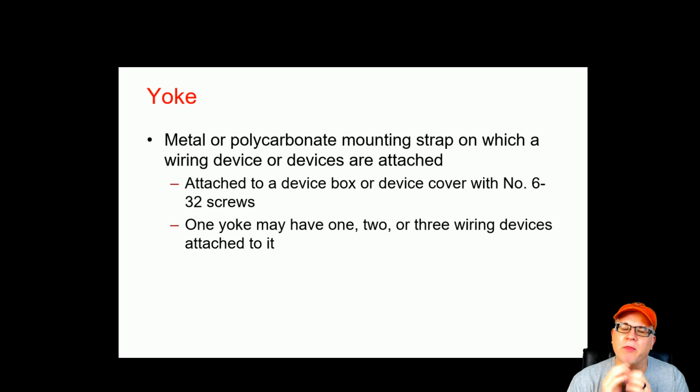Now, this is typically attached to the device box with number 6-32 screws, okay? So they're little thin screws, and that size is 6 with 32 threads to the inch. Now, one yoke may have, again, 1, 2, or even 3 devices. Now, these devices will come most of the time, switches or receptacles, with that number 6-32 screw on it already.